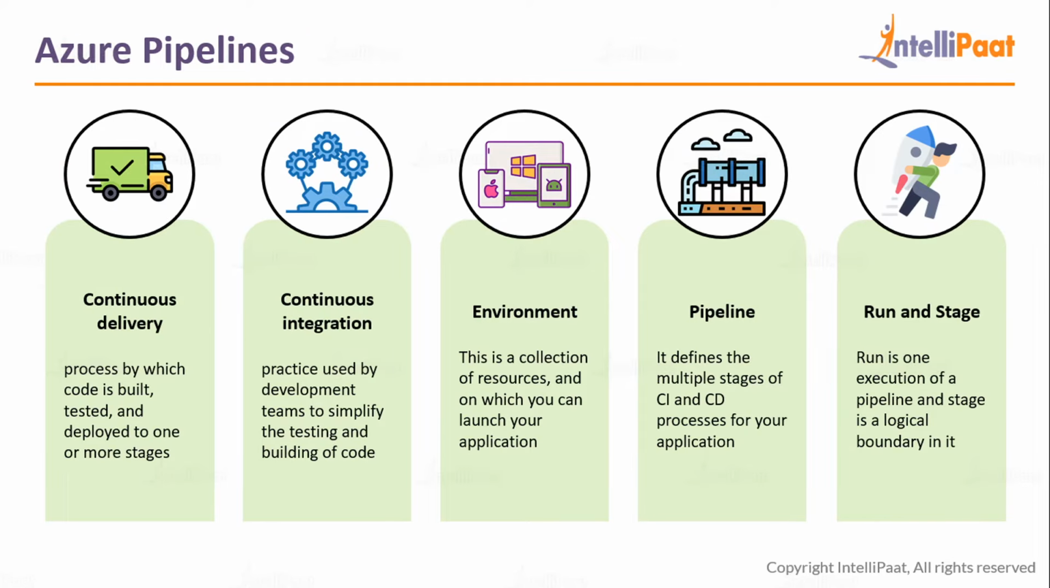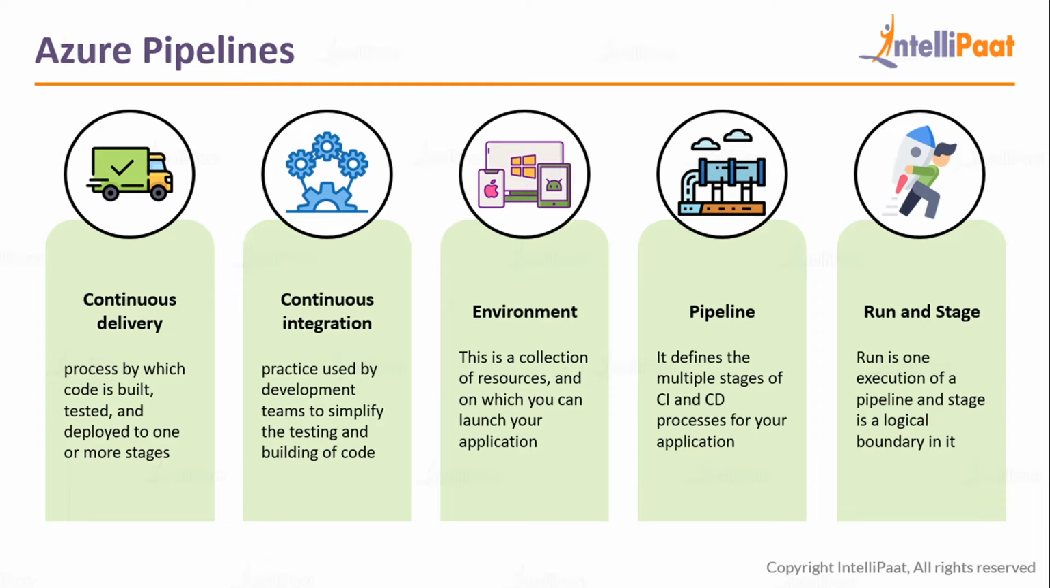So these are the features: continuous delivery. Whenever there is a change in the code and it is built, whenever the CI process is done, then that particular code, that artifact, is taken, and you can deploy it. Continuous integration can also be done using pipelines, where you can build and test the code. Then environment is basically a collection of resources on which you can launch your application. So using this, you can launch it on Mac, on Windows, as well as on a Linux system. And pipeline: you can create the CI and CD stages of your project using Azure Pipelines.